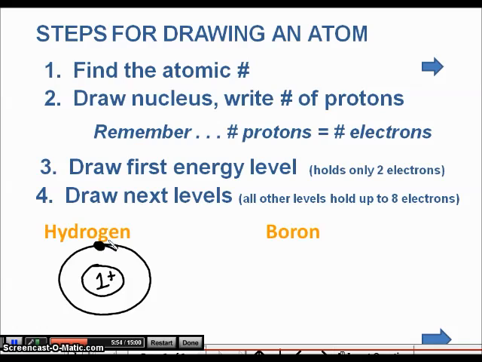So let's look at boron really quick. Look it up on your periodic table. The symbol is B, and it has an atomic number of 5. Hopefully you found that. So let's follow our steps.